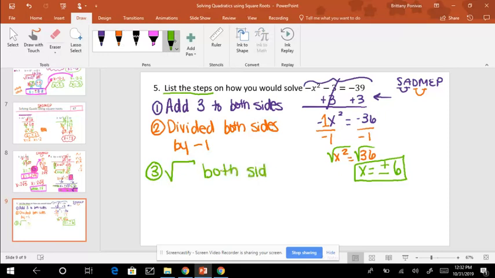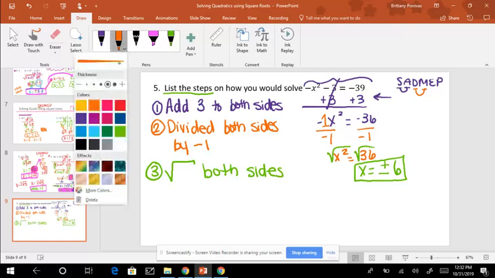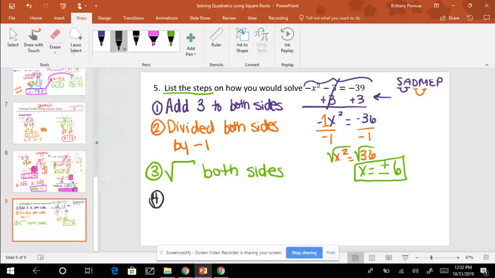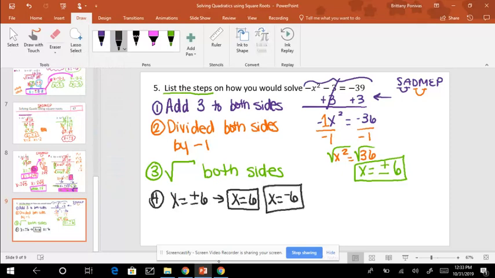And not really a step 4, but I will go ahead and put in a step 4, just stating what the answer is. So for 4, we can just say that x equals plus minus 6, which really means that x equals 6, x equals negative 6. Sometimes the problem might ask you what is the positive root, and you would only choose the plus 6. Sometimes a problem might ask you what is the negative root, and then you would only choose the negative 6. But if it just asks you to solve, you could leave your answer as x equals plus minus 6.